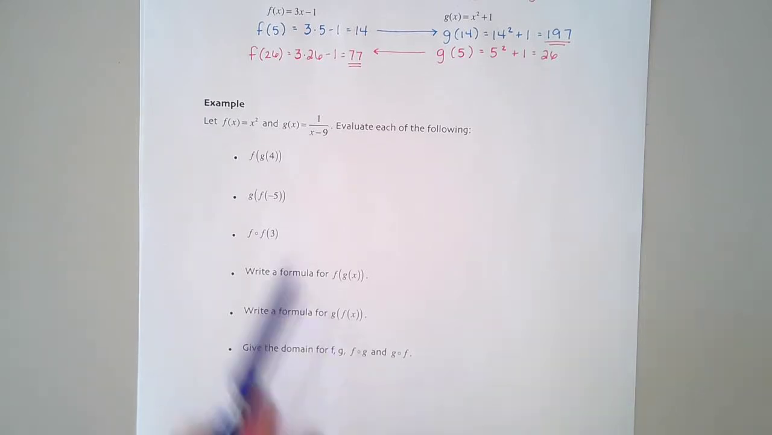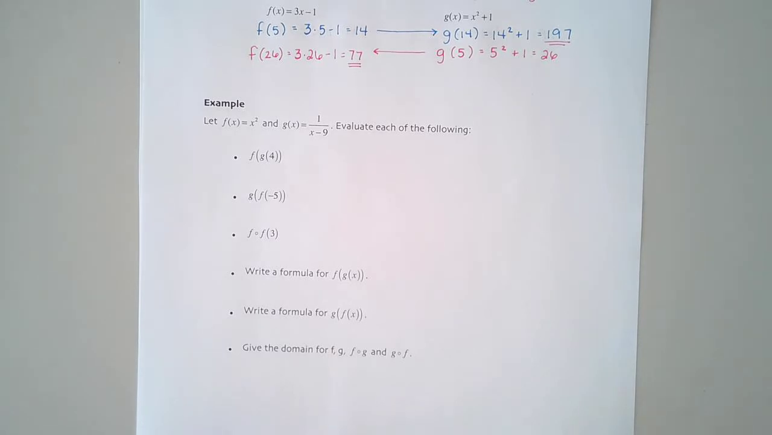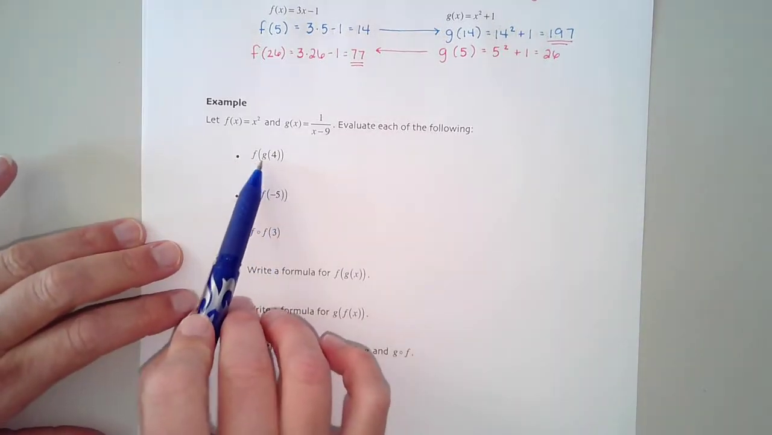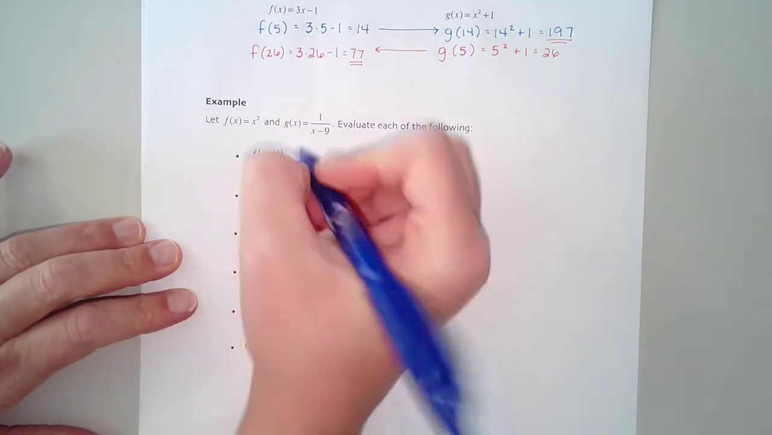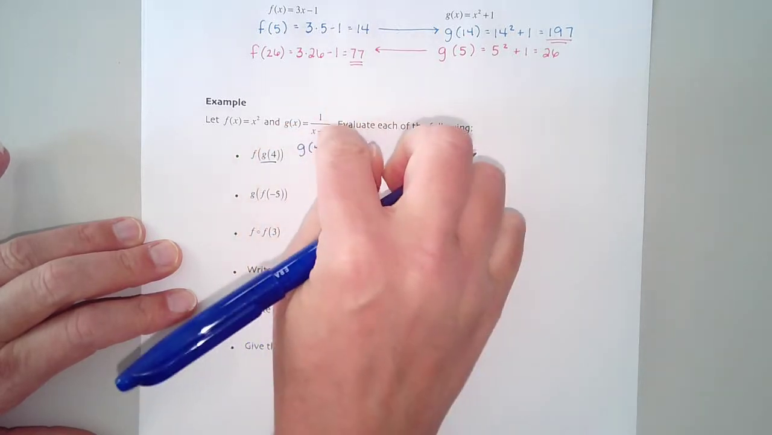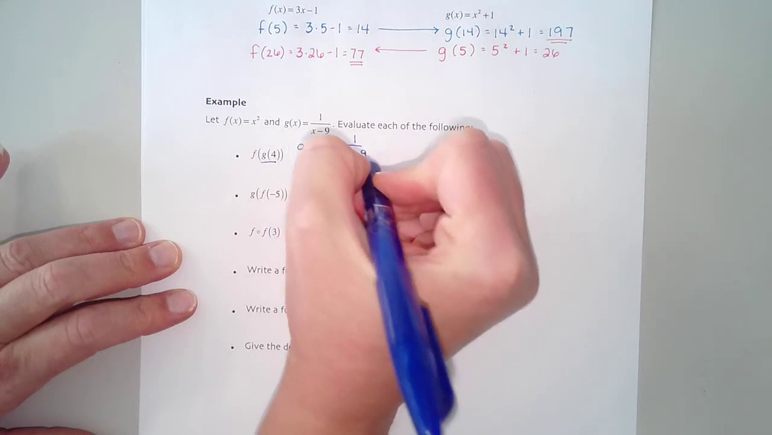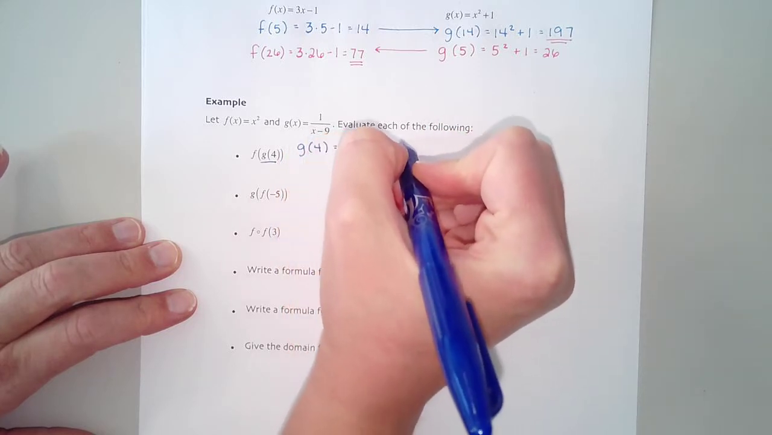Okay, so I've given you two functions here, f of x and g of x, and we're going to start with just some calculations, and then we're going to get into some more complex stuff where we're actually writing new functions. So with this one, remember I'm starting with g of 4. So I'm plugging that into the g function up here, so that's 1 over 4 minus 9, which is negative 1/5.